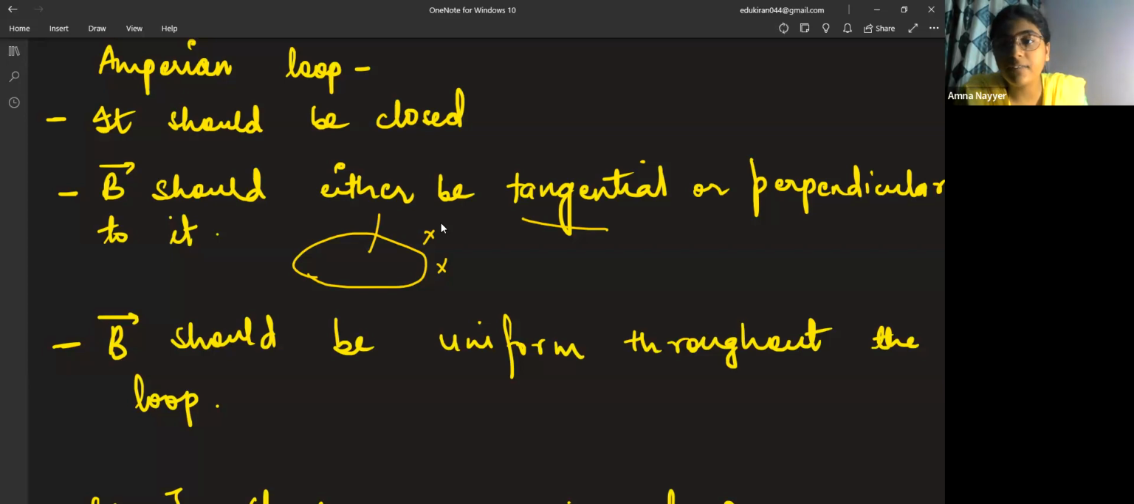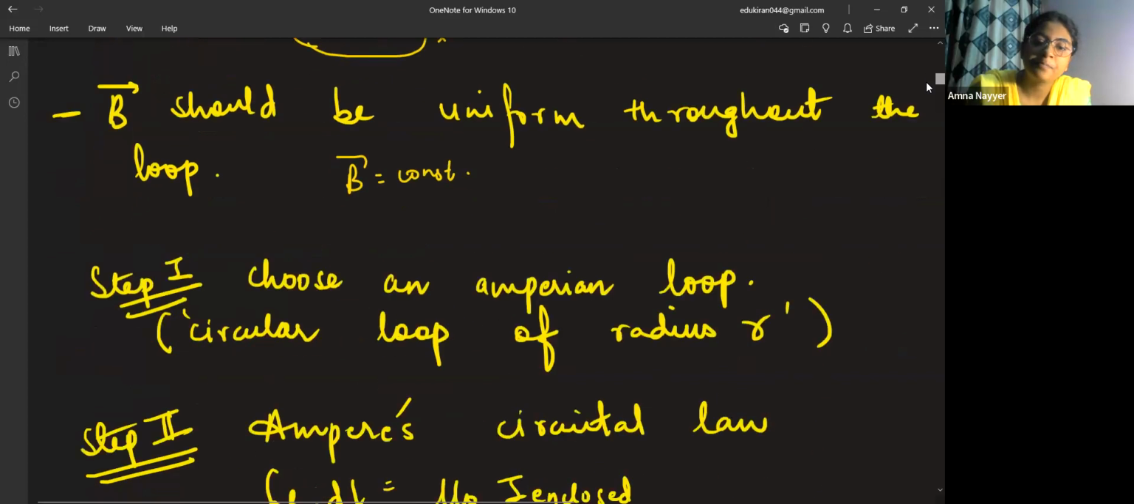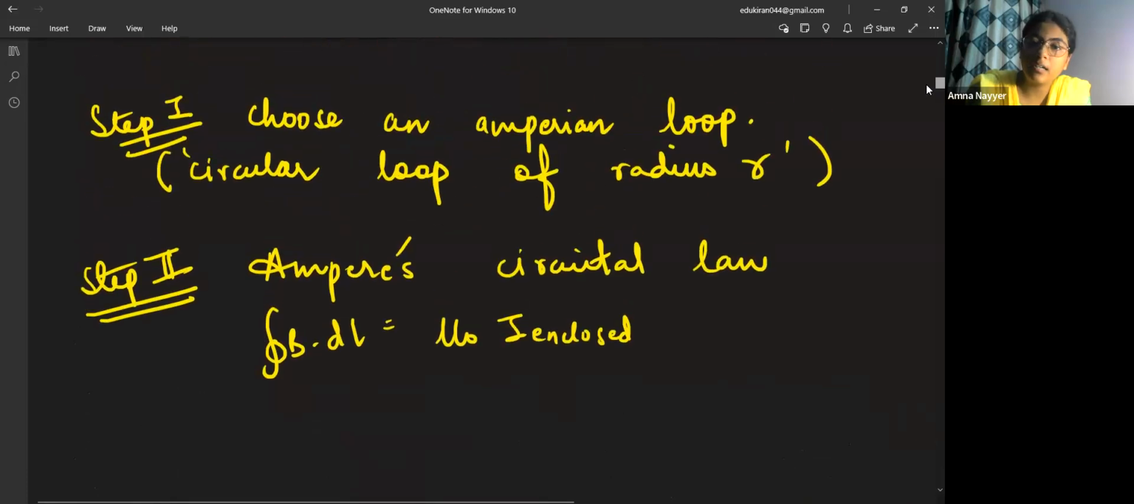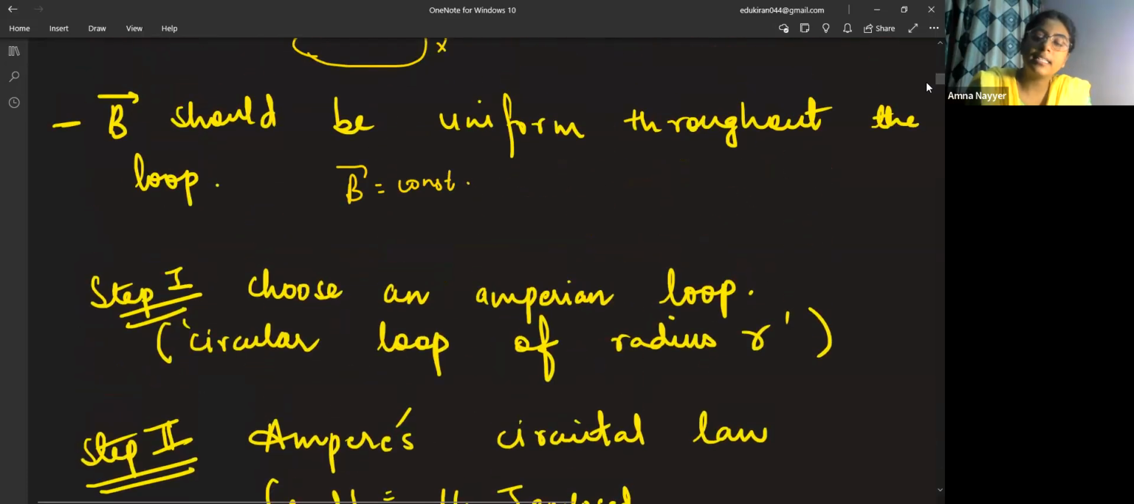Then it says that the magnetic field should be uniform throughout. It means the value of the magnetic field has to be constant. If you're choosing a variable magnetic field, then your Amperian loop is not valid. And if your Amperian loop is not valid, then the entire Ampere's circuital law is not valid. All right. Now, certain steps regarding how to choose an Amperian loop. For the very basics of Ampere's circuital law, the magnetic field, firstly, has to be uniform. Now, suppose we have chosen a random Amperian loop.